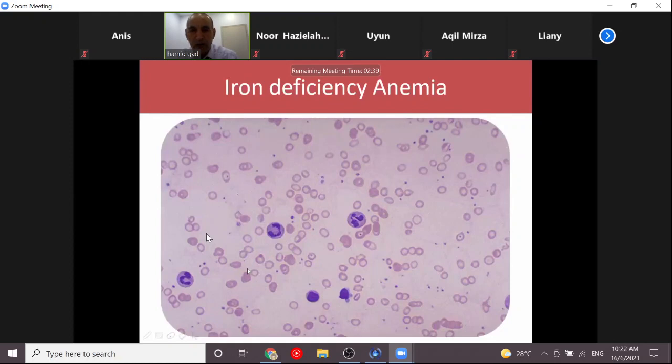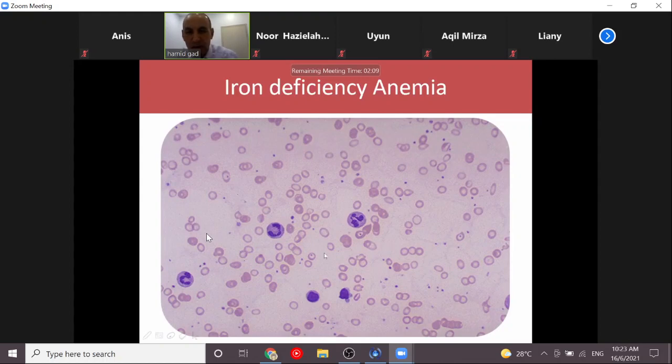I already showed you the normal blood film. This is an abnormal blood film. You can see the red blood cells are smaller. You can compare with the lymphocytes and neutrophils. They are almost the same size normally, but now the red cells look very, very small. And they look pale because the central pallor is increased. So this is microcytic, hypochromic. Not all cells are normal, so it's called anisocytosis, poikilocytosis.